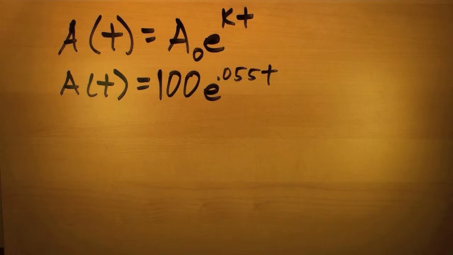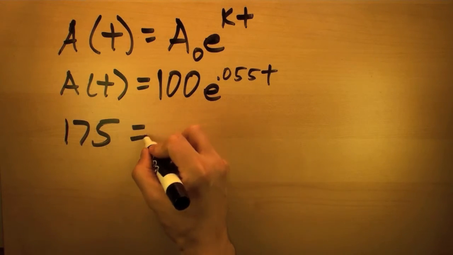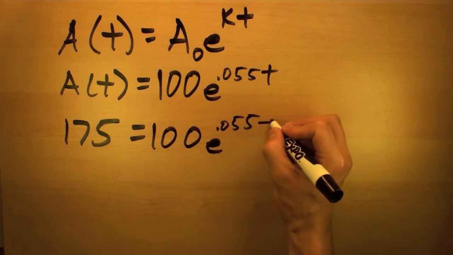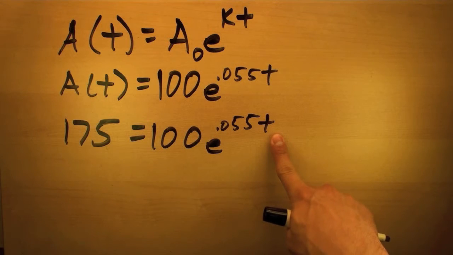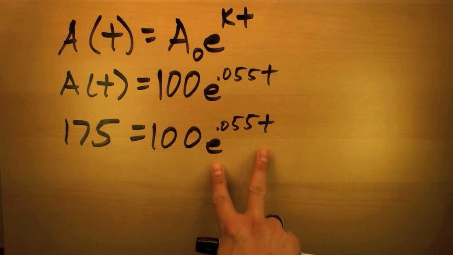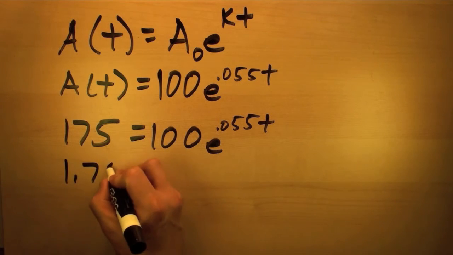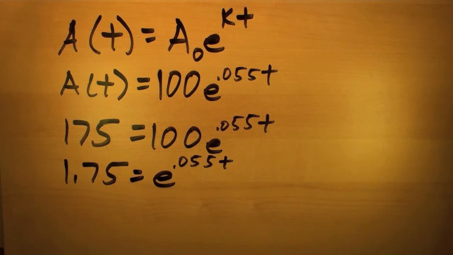A question that takes a little bit more work to solve would be, when will the amount reach 175 grams? In this case, we're being given the amount of 175 and being asked for the time, when is it that that will occur? In this case, our variable occurs in the exponent, so it's going to take a little bit more work to solve for. So what we do is try to isolate this exponential piece. So we're going to divide both sides by 100, giving us 1.75 equals e to the 0.055 t.